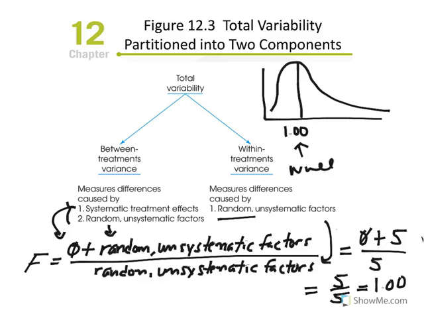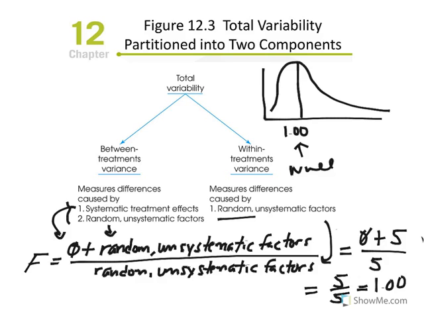And that's what we see here. If the first contributor to variance for between treatments is equal to 0, then given that scenario, we take the random unsystematic factors and divide them by the same variable, the random unsystematic factors known as within treatment variation, and we have an F statistic equal to 1.